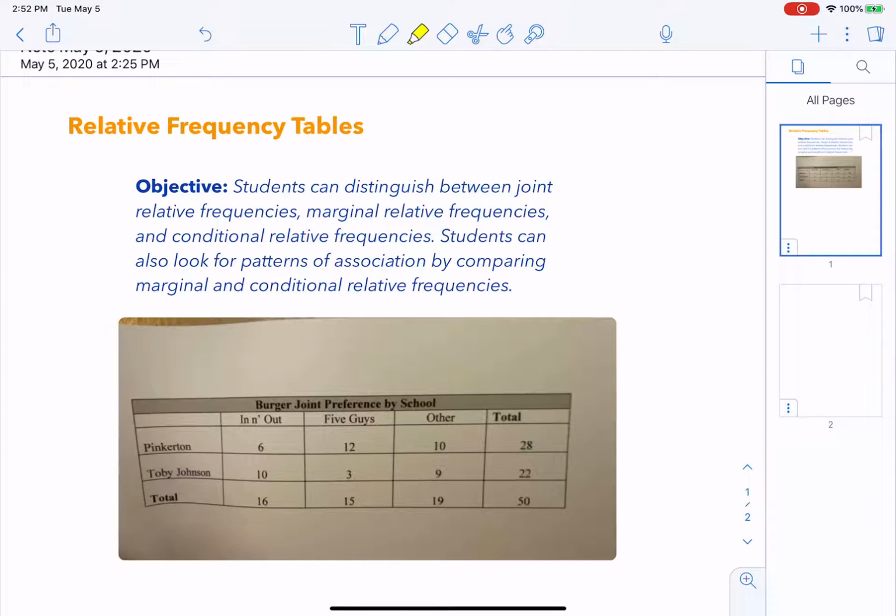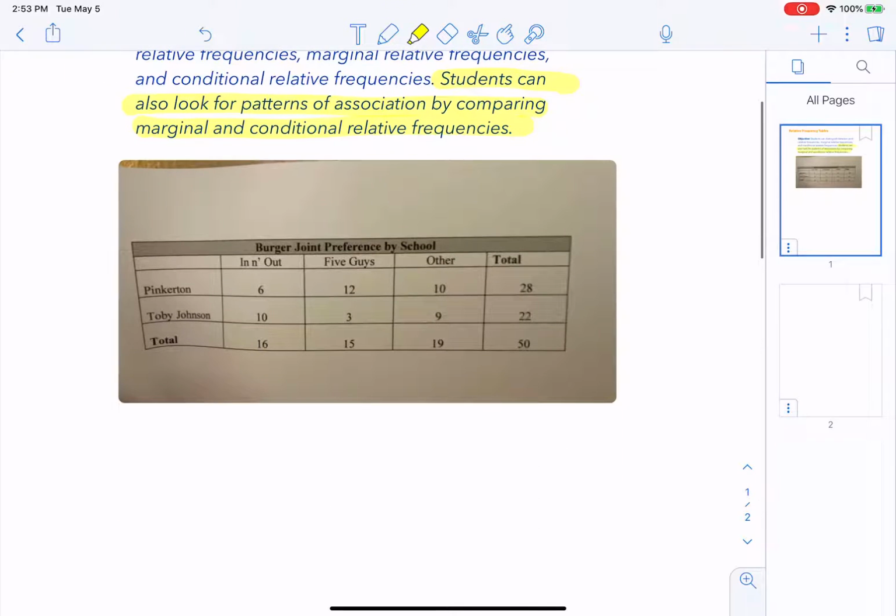technical piece to it, which is how are different variables associated if we have categorical variables like we have in this table. For instance, here we have burger joint preference by school. And we want to essentially figure out, is there some sort of association between going to a different school and what kind of burger joint you prefer?